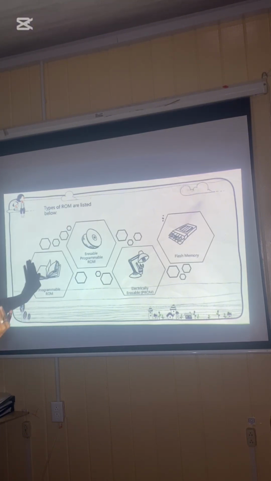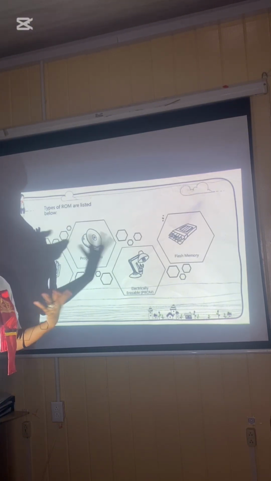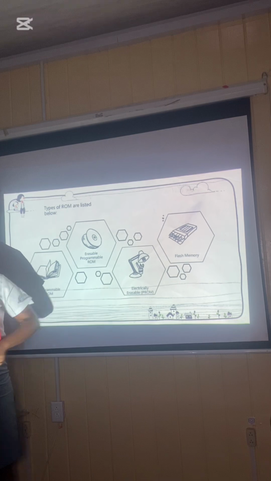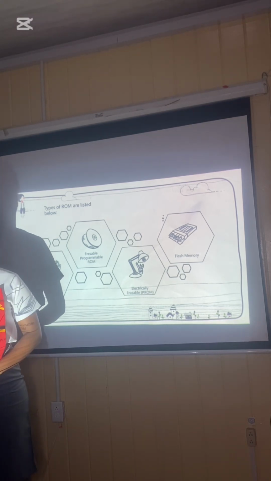The ROM, the read-only memory, was broken down into some smaller types. As we know, they are the programmable ROM, the erasable programmable ROM, the electrically erasable PROM, and of course, flash memory. Can anyone tell me what they think is the PROM? That's the programmable ROM. Great job. And what about erasable PROM? For short, EPROM. And the EEPROM? Awesome. And what about the flash memory? Great.